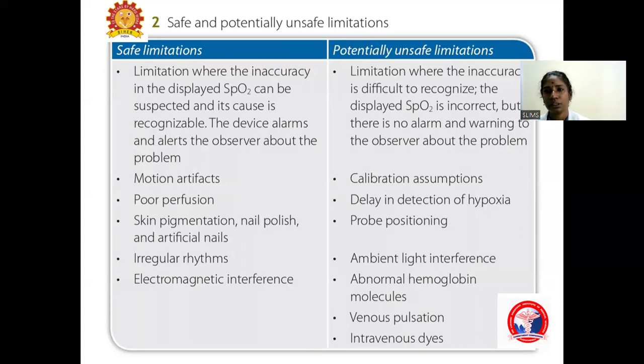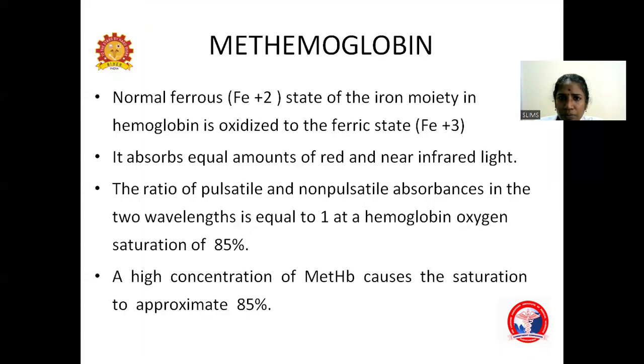Potentially unsafe limitations are those where the inaccuracy is difficult to recognize. The display of the SpO2 is incorrect, but there is no alarm or warning to the observer, which can be a problem. Calibration assumption. Delay in detection of hypoxia. Probe position. Ambient light interference. Abnormal hemoglobin molecules. Venous pulsation and intravenous dye. These are all the potentially unsafe limitations.